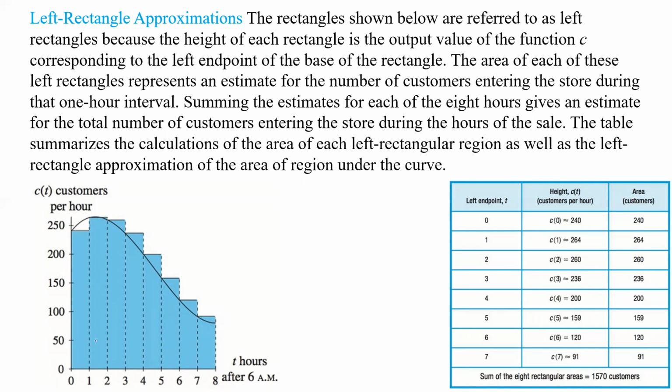And so then we go to the next one. At 1, we go up here, we touch the curve, we draw our 1 unit across and down. That unit looks to be about at 264, it says. So we take 264 times 1, we get the area of that rectangle is 264 customers. Because again, it's customers per hour times number of hours. So that gives us the number of customers. And we do that for each one of these.